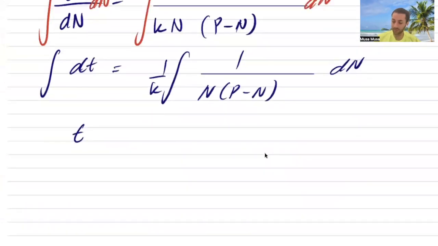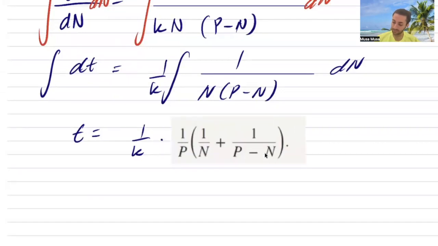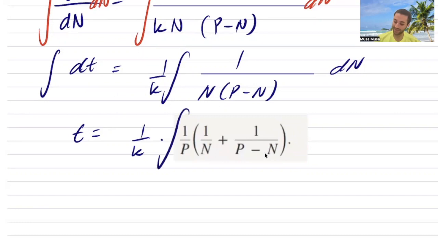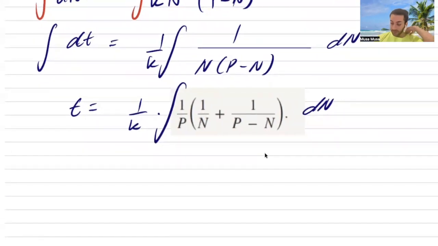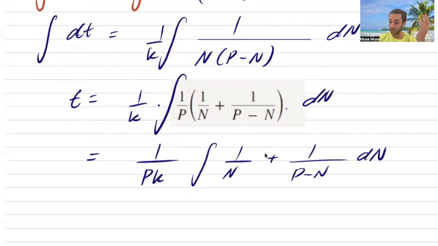My left-hand side, the integral of 1 dt is just t. That's 1 on k times, okay, this is kind of scuffed, but integrate this dN. Wonderful. Again, the P is a constant, so let me just take that out. 1 on Pk, integral of 1 on N plus 1 on (P − N). Now you can tell that this is just logs.